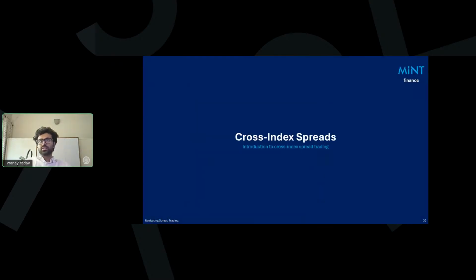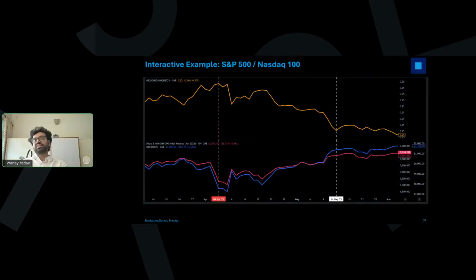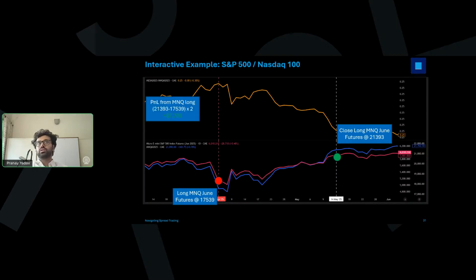The next family of spreads are cross-index spreads. In this case, I'll introduce the example of S&P 500 and Nasdaq 100. In this case, we're going long on the S&P 500. We're going short on the Nasdaq 100. We're using the micro E-mini contracts on CME to express these views. So we go long MNQ June futures at 17,539. We close that long position about 15 to 20 days later for a profit. You can see that profit of 7,708.